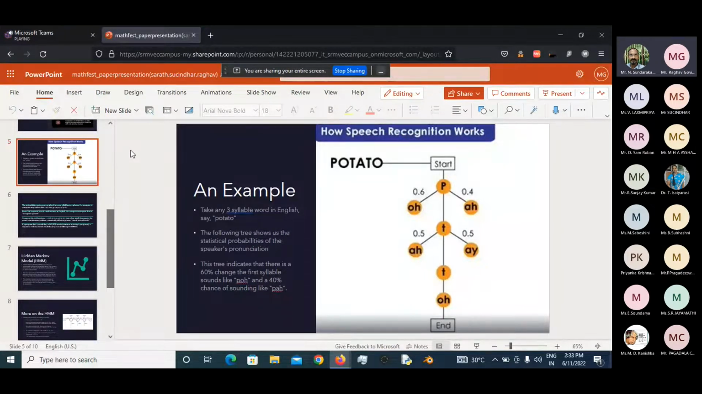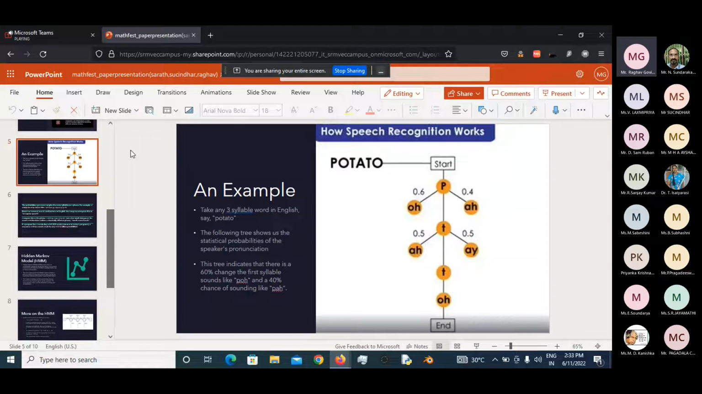Okay. Proceed. So let us study this with an example. Let's say we take a 3-syllable word. For example, we take the word potato. Now the following tree shows us the statistical probabilities of how the speaker may pronounce the word. So it may start as potato or potato, depending on different accents.